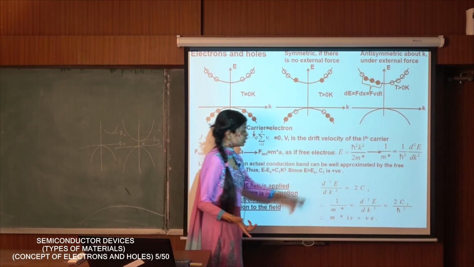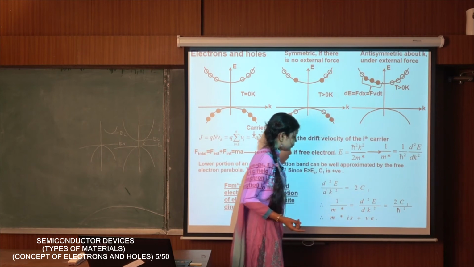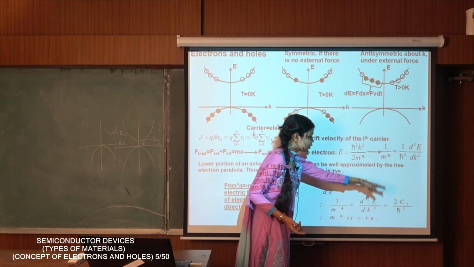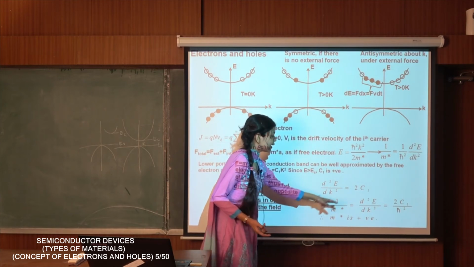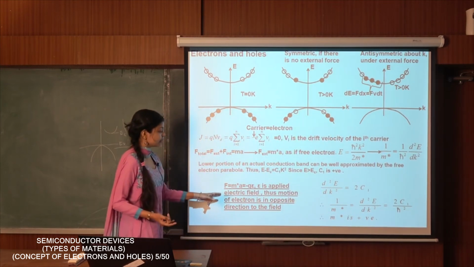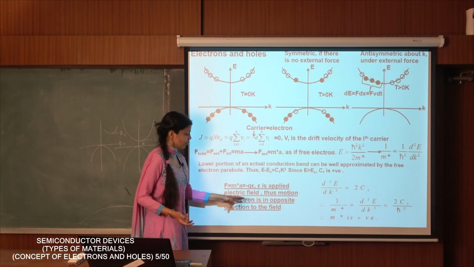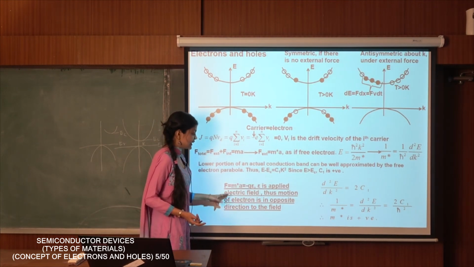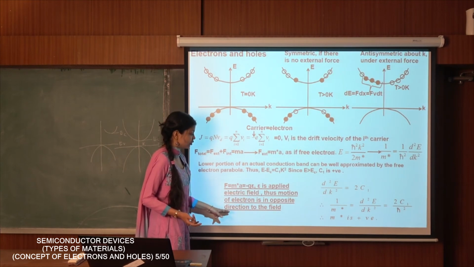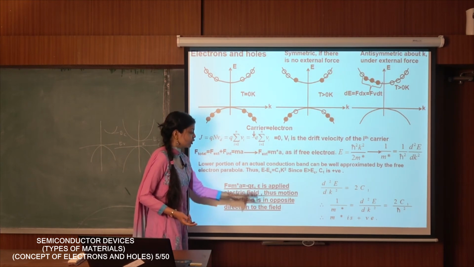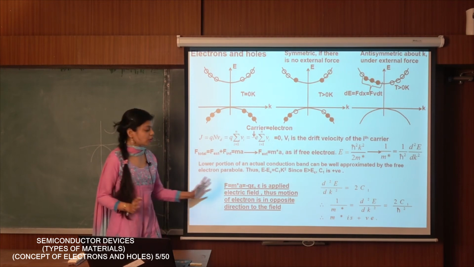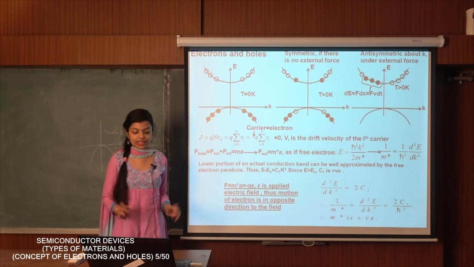Therefore, what will be the value of d2E dk2? It will be 2C1, and C1 is positive. Therefore, what is the value of 1 by m star? It is 2C1 by h cut square. Therefore, m star is positive. That means the motion of the electron occurs in a direction opposite to the applied electric field. So is this clear why the motion of electrons is in the opposite direction to the electric field?